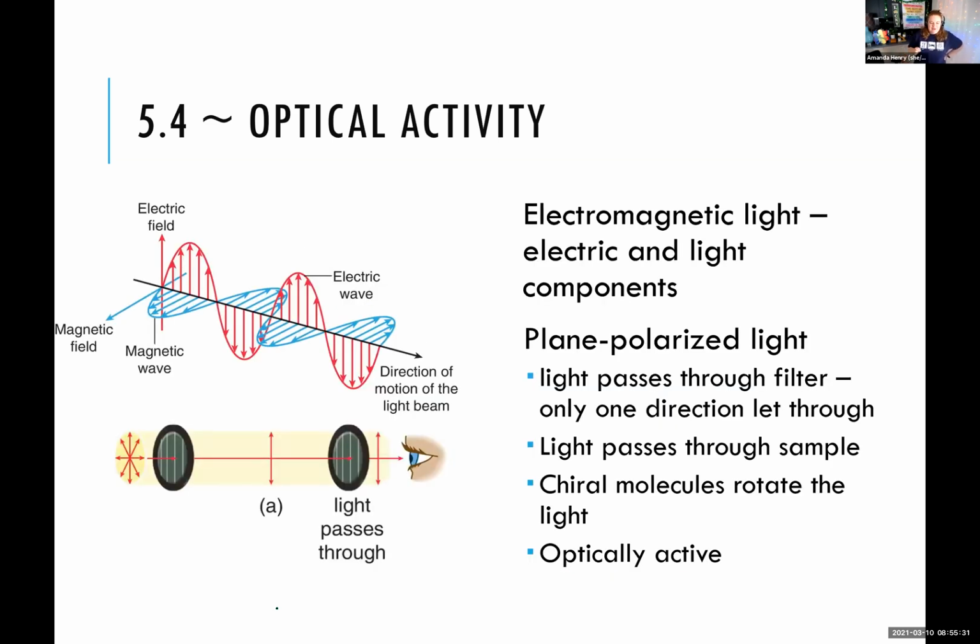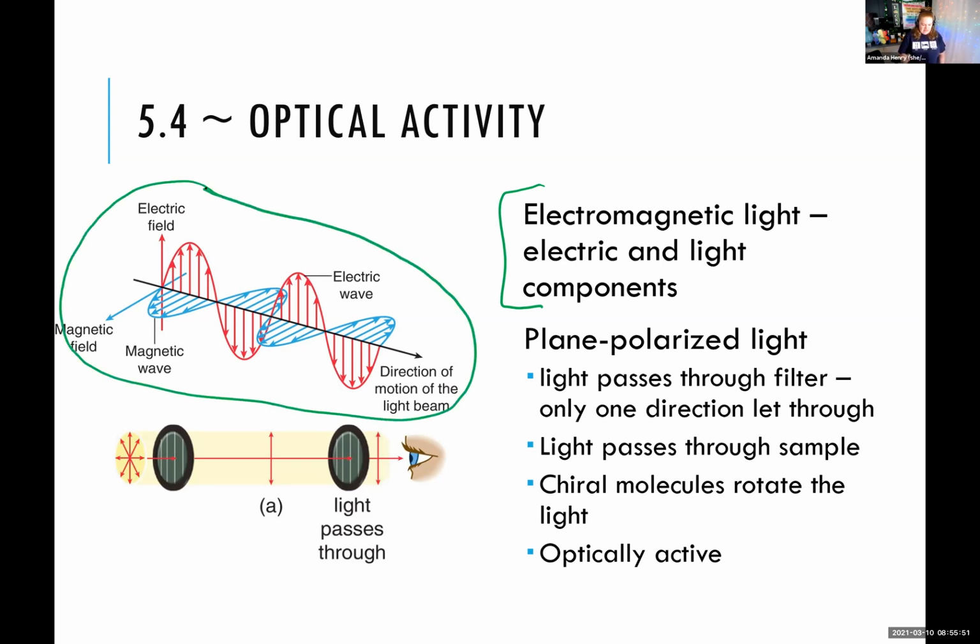So we got to take a trip back to the start of general chemistry. When we have light, it is made up of two types of wavelengths that are perpendicular to each other. And so in this picture here, the electrical portion is vertical, the magnetic portion is horizontal.